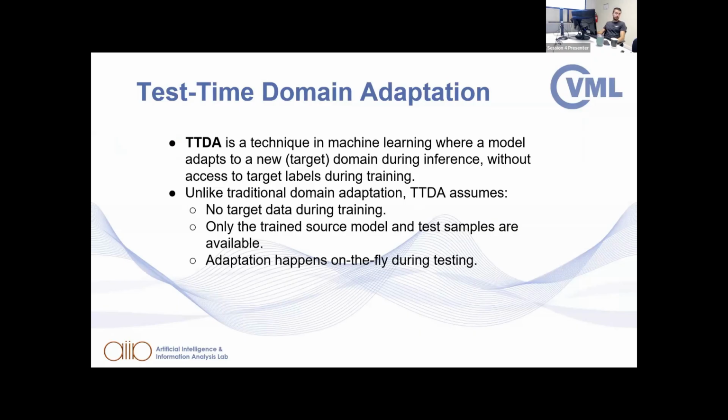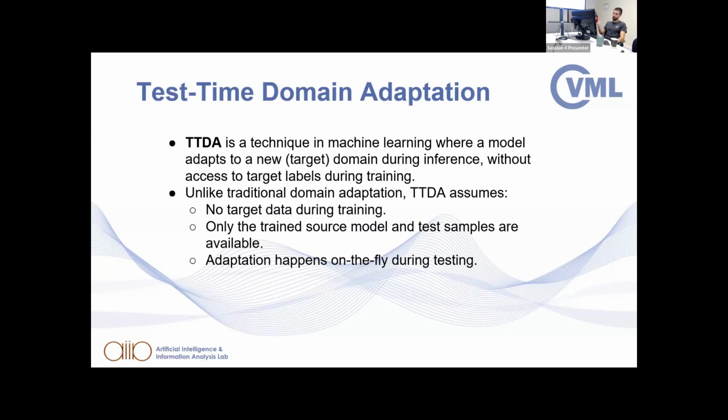The next strategy that we are currently employing for solving these domain problems is test time domain adaptation. TDA is a machine learning technique where the trained model adapts to a new domain specifically during the inference or testing phase. Crucially, it does this without having access to the target labels.